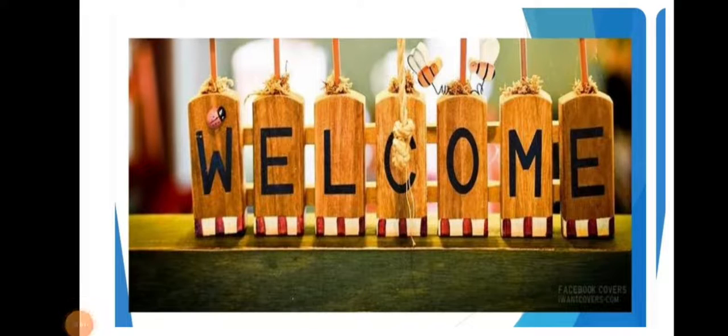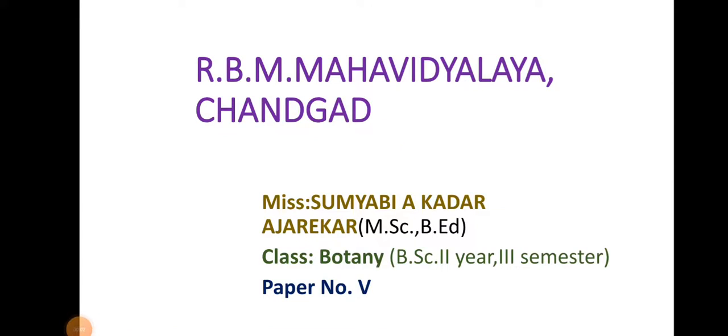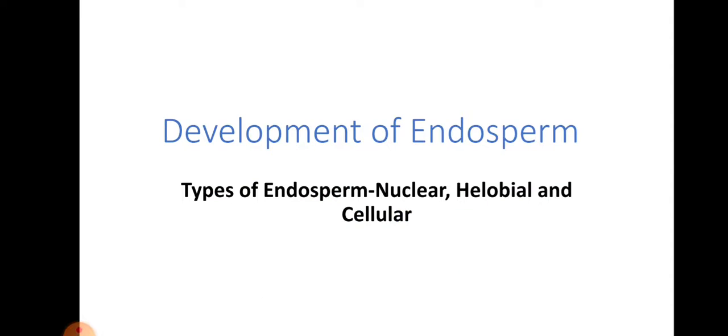Today's class we are going to study paper number 5, unit number 2. In that we are going to study development of endosperm. Here we are going to see the development of endosperm and types of endosperm.